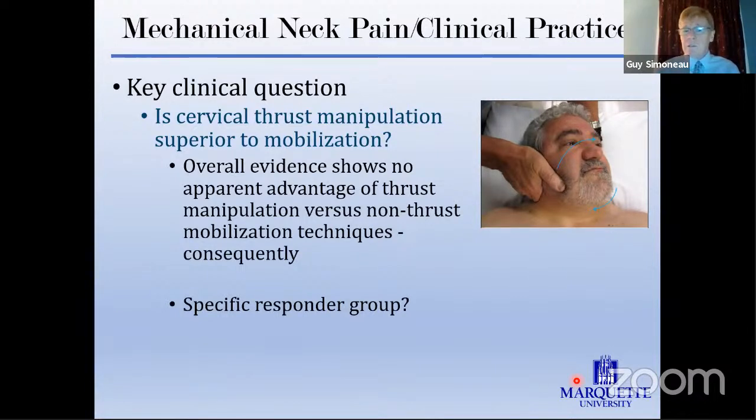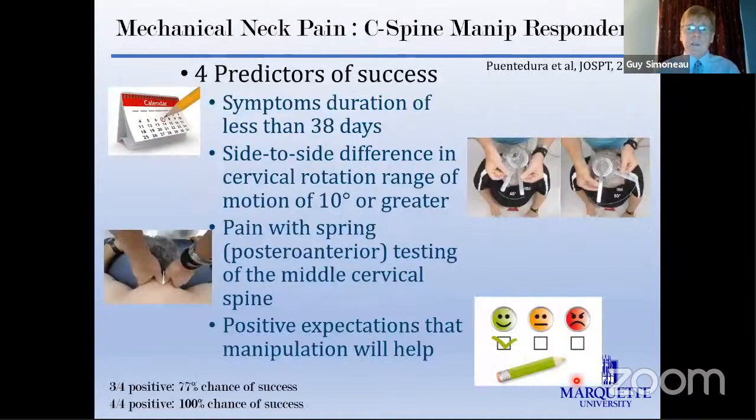Now, that being said, there are clearly a lot of clinicians that believe that thrust manipulation techniques are superior for some patients. The latest study that's been done on this was in 2012 by Dr. Emilio Puentedera, who basically identified a subgroup of individuals who he had tremendous success with manipulation techniques of their cervical spine within one or two treatment sessions. And those four factors are listed here.